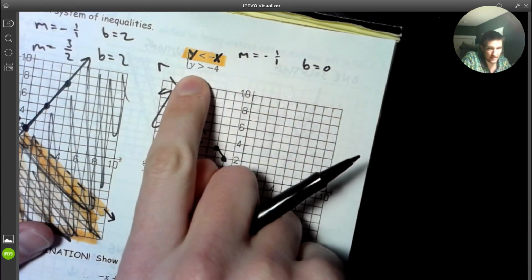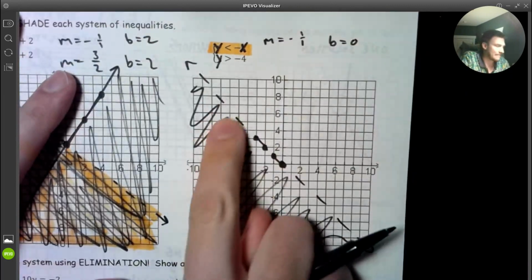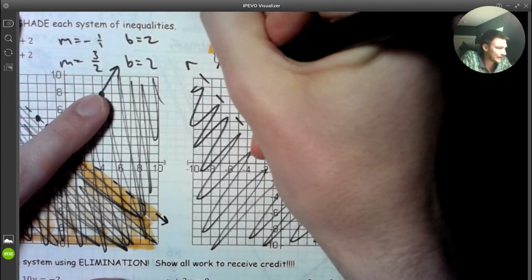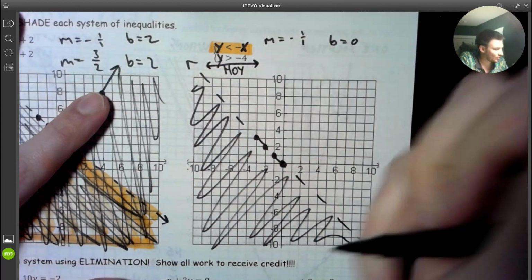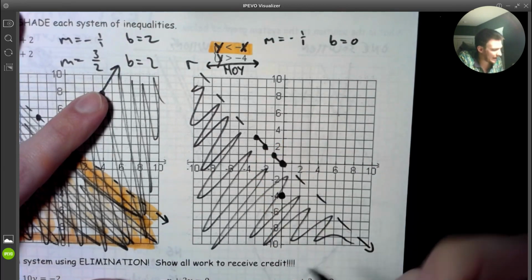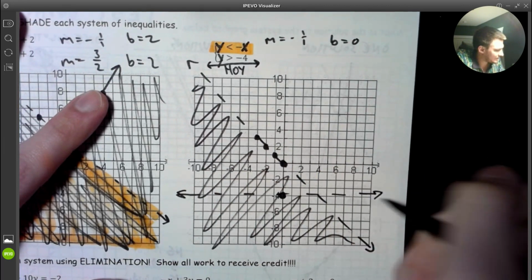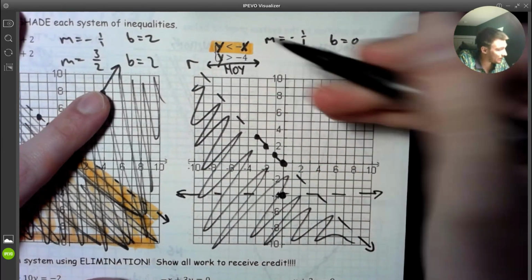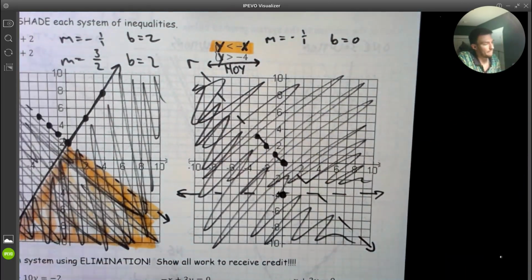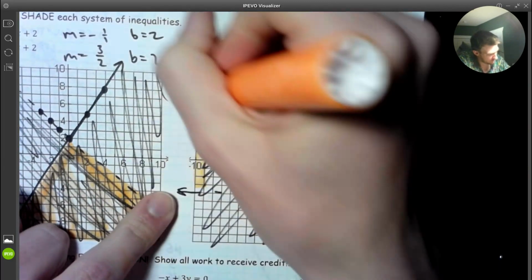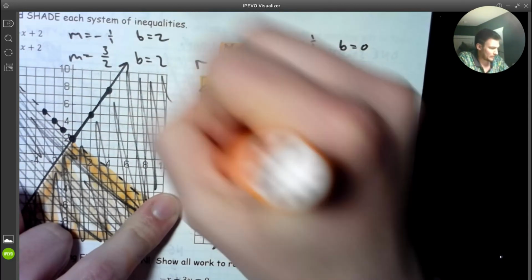Then this other one has the y, but it has no x. So this graph is going to be a horizontal graph, which is a little bit of a side-to-side graph. Starting at negative 4 on the y-axis, this is a dashed line. And we need to shade above this one. So we need to shade all of this, which is above, and that's going to leave me with my corner right there.